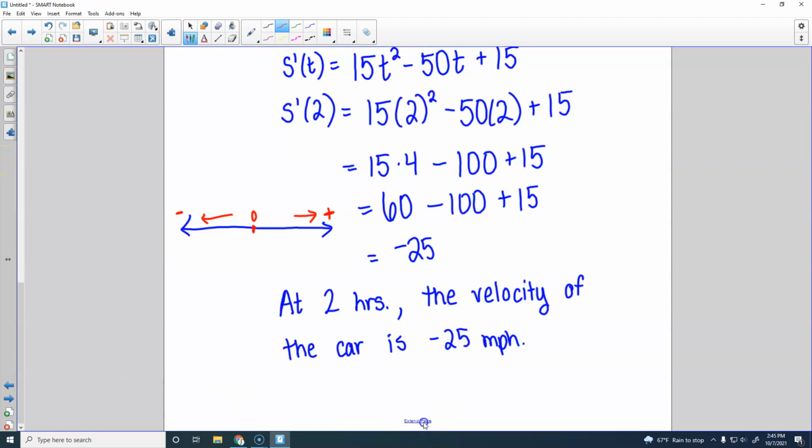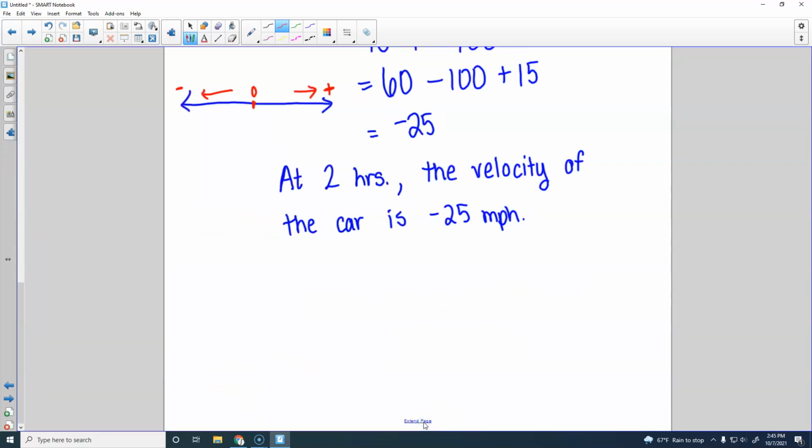All right, so for C, actually, I'm sorry. You're right, Thomas. We don't plug in 0, but is there ever a time on the interval from 0 to 4 at which the car reaches the gas station? If so, find the time that this happens.